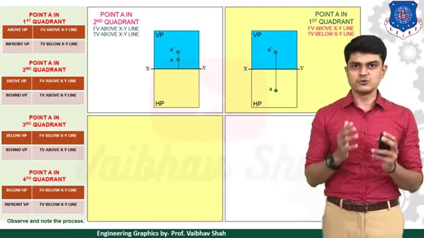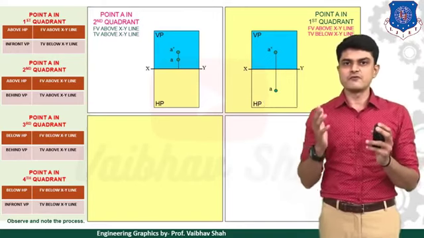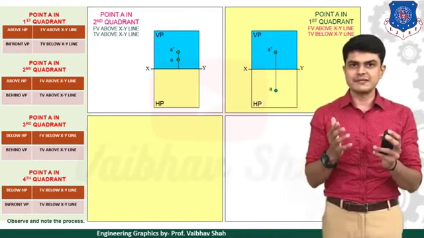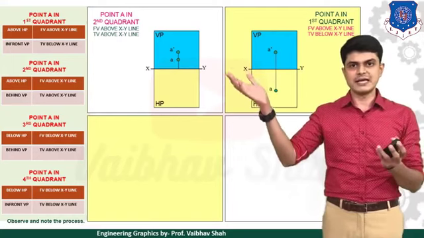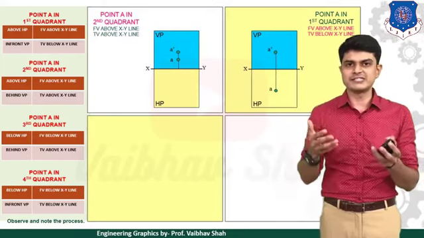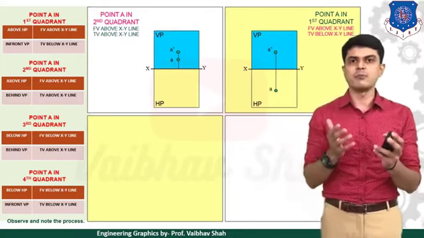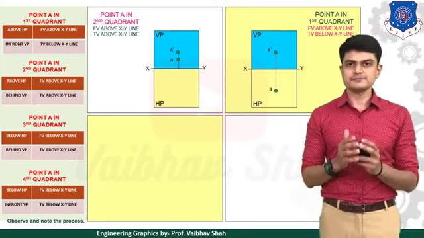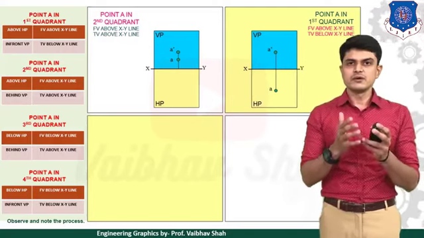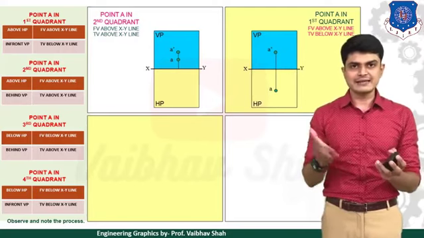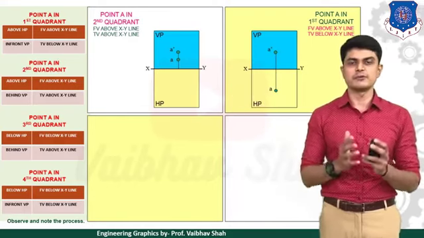So what you need to remember is, whenever your point is above HP, the front view would be above the XY line, that means the point with a dash would be above the XY line. Same as the previous one, if your point is above HP, your front view, or your point with a dash, would be above the XY line. And if your point is behind VP, then your top view would be above the XY line. In this case, your point without dash would be above the XY line. So you need to remember that.